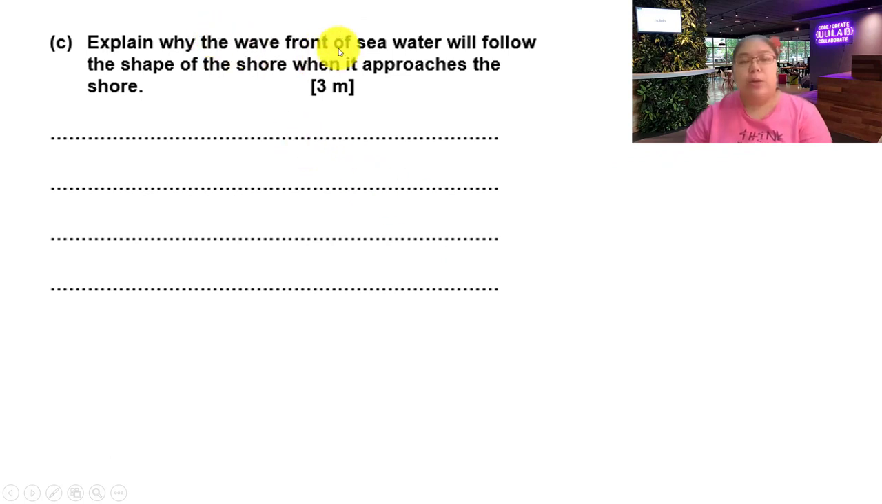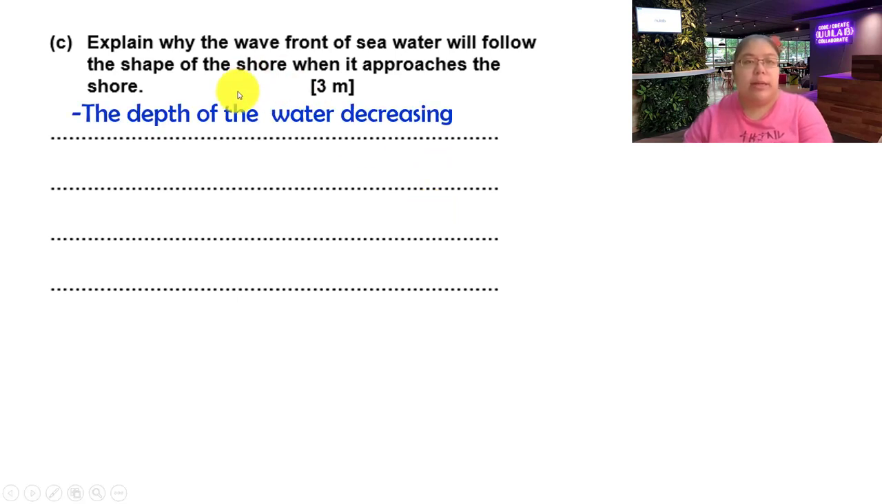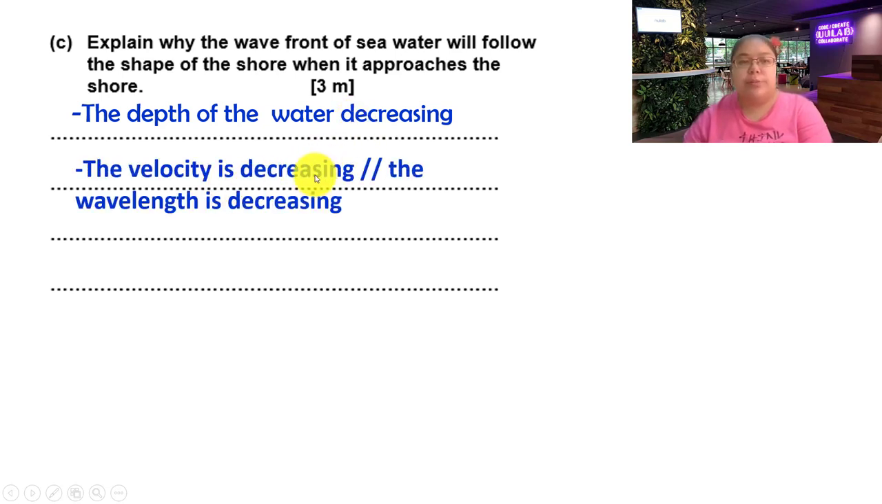Need to explain why the wave fronts in the seawater follow the shape of the shore. Number one, you are talking about the different depth. When at the center and going to the seashore, the depth is different. Number two, you are talking about the speed. Number three, they will be refracted towards the normal, then the wavelengths become closer. Let's see the first one: the depth of the water is decreasing. Number two, velocity decreasing, wavelength decreasing. Number three, refraction will occur. Maybe you explain more, like they will be refracted towards the normal line. So this is 3 marks, why they follow the shape of the shore.